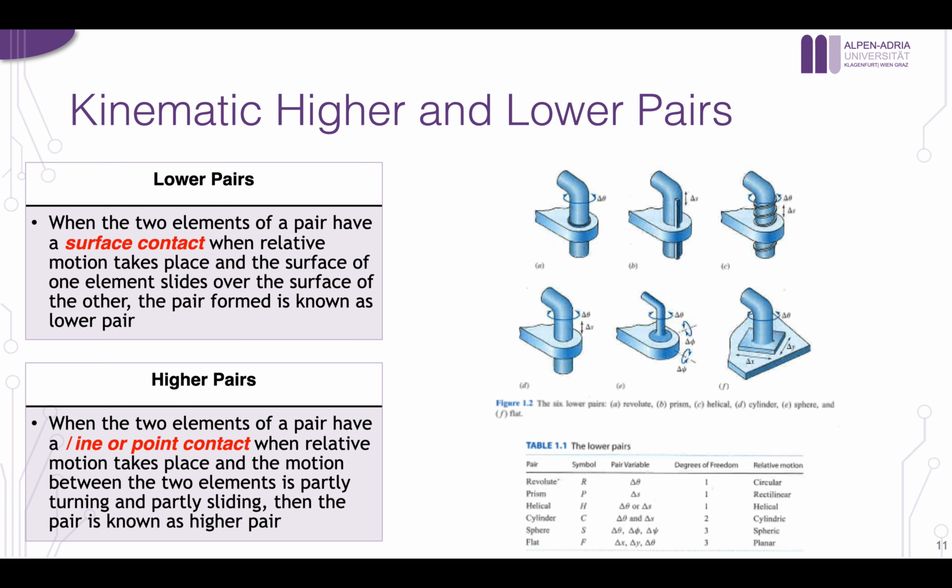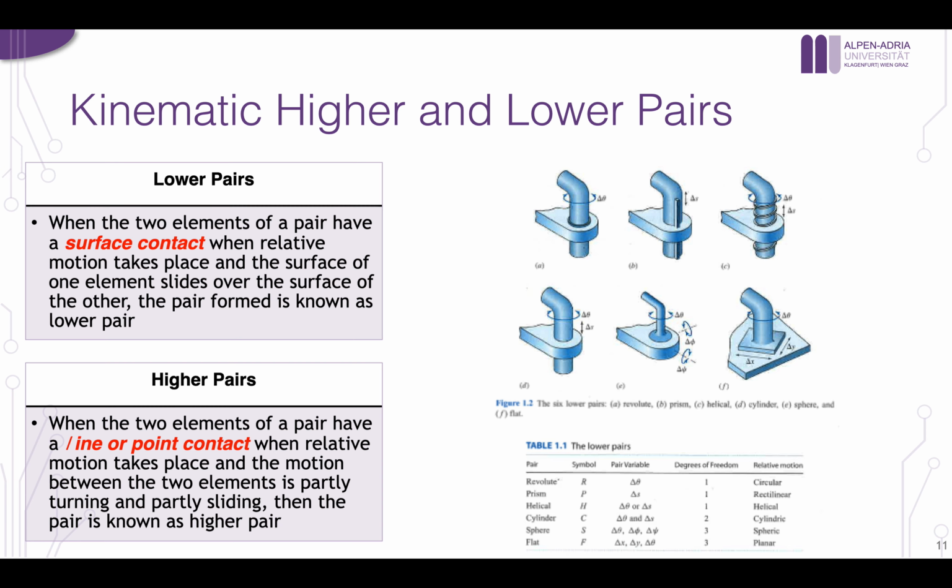Now mentioning pairs and joints, we have what is called higher and lower pairs. It basically depends on the complexity. If we look at the right bottom side, we have a table showing different types of joints or pairs, and these different types of pair are named in the first column. They have different symbols, and what is important actually is the variables that are used, which means the degree of freedom of that joint.